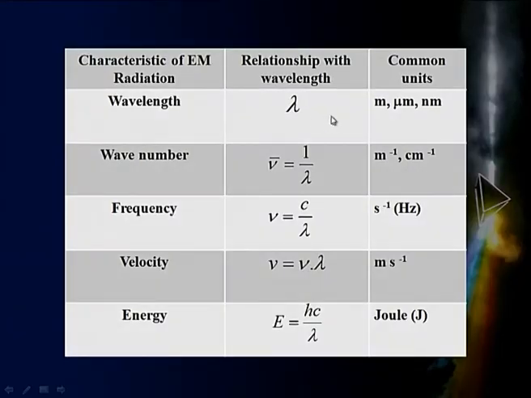This table summarizes all the characteristics we talked about. Wavelength is lambda, units are meter and so on. Wave number is the inverse of wavelength, again in meter inverse. Frequency is equal to c by lambda. Velocity is nu into lambda. Energy is h c by lambda. So, we see that the wavelength is the most crucial component. All the characteristics are related somehow to the wavelength. That is the most fundamental characteristic of the wave, electromagnetic radiation.